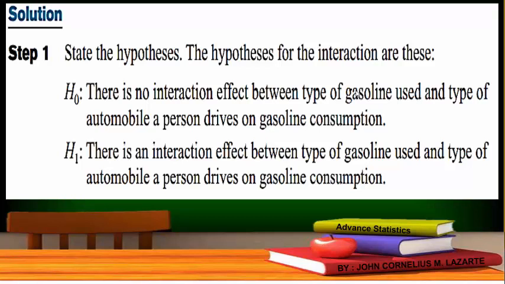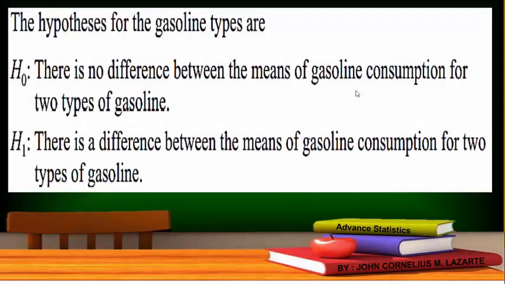The alternative hypothesis is there is an interaction effect between the type of gasoline used and the type of automobile a person drives on gasoline consumption. For the second pair of hypotheses, the hypotheses for the gasoline types are: the null hypothesis is there is no difference between the means of gasoline consumption for 2 types of gasoline, and the alternative hypothesis is that there is a difference between the means of gasoline consumption for 2 types of gasoline.